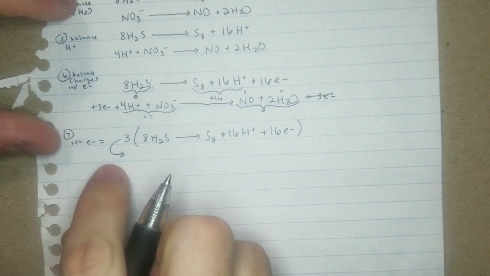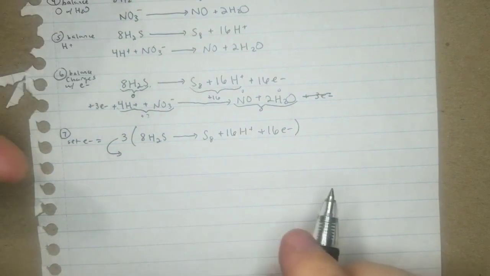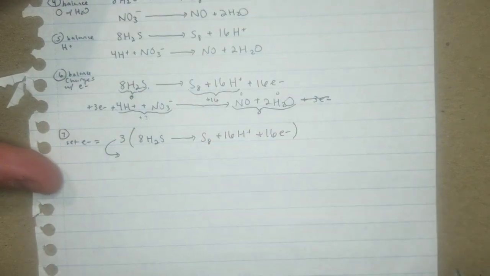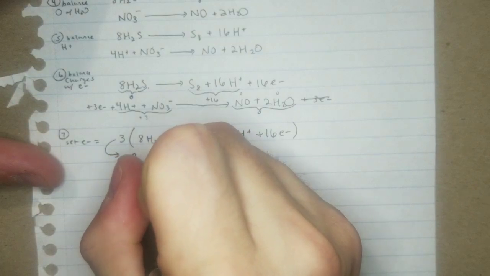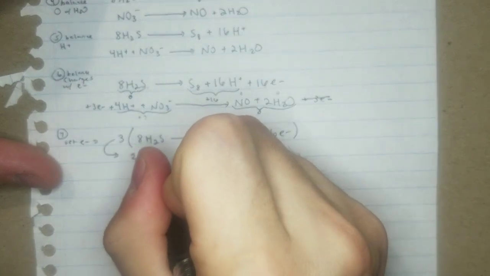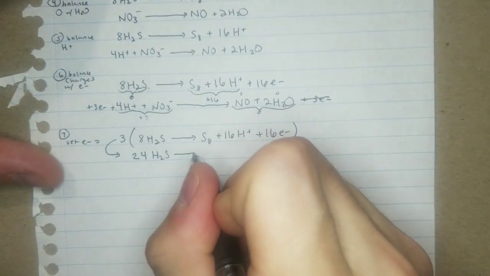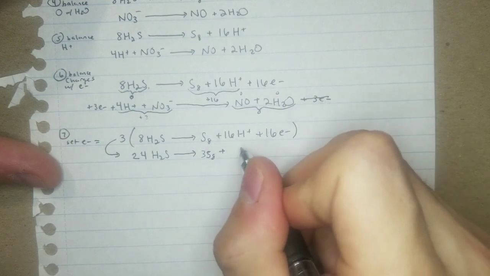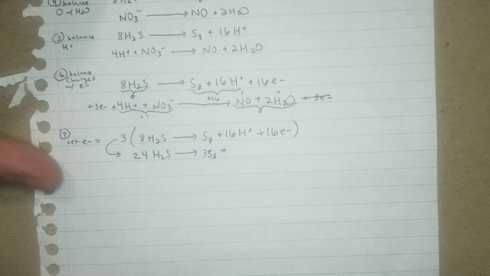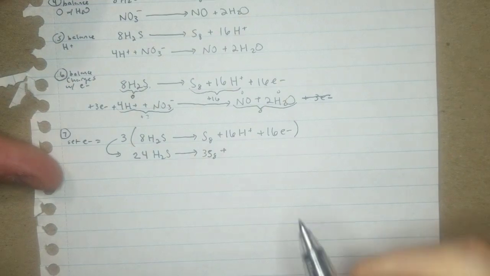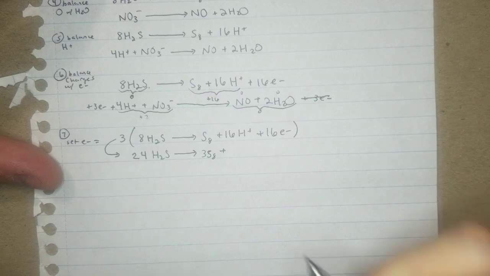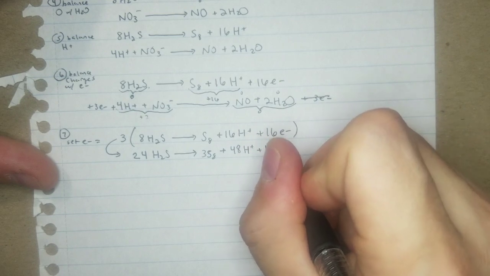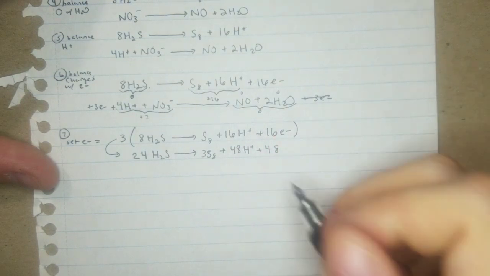I always draw this arrow like I said in the last video because time and time again, if I don't do that, something happens. Maybe I'm being superstitious. Okay, so what do we have here? 24 H2S yields 3S8 plus, is that 42? Nope, 48 H plus, 48 electrons.